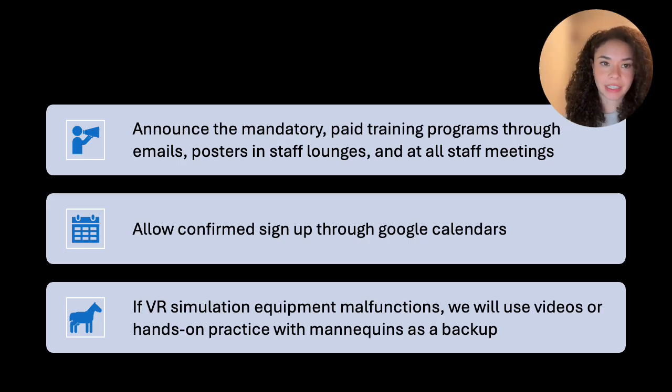For our plan of action, we will announce this training through emails, posters in staff lounges, and at all staff meetings to ensure everyone is informed. Staff will be able to confirm their participation with a Google Calendar. In case of any VR simulation equipment malfunction, we will have a backup plan in place. We will use videos or hands-on practice with mannequins to continue the training without disruptions.